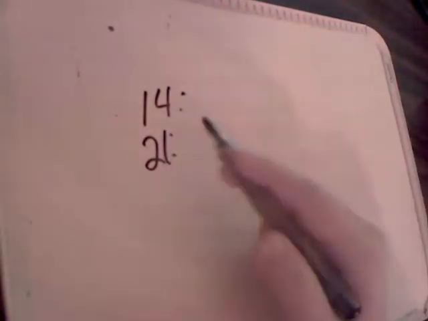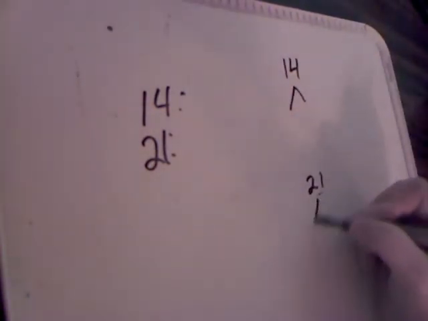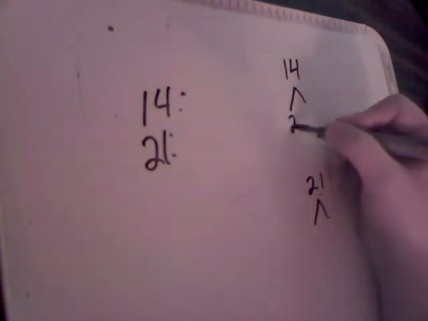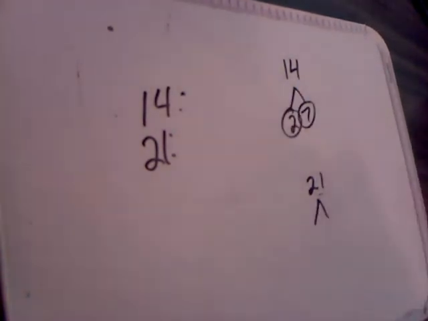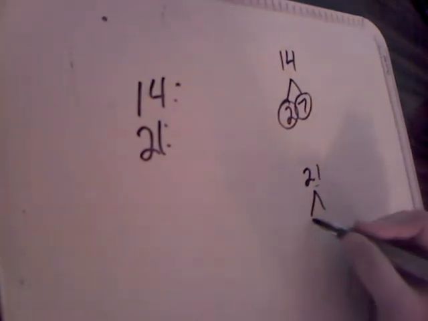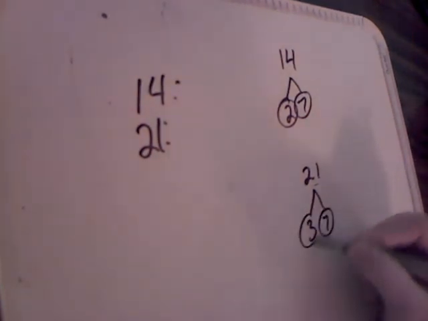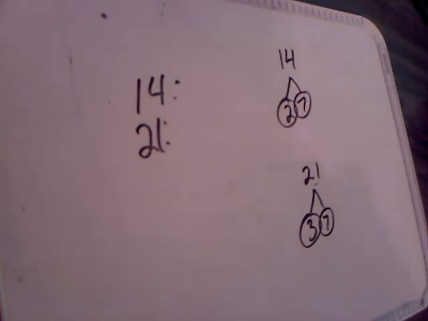So if we have the number 14 and 21, we're going to break 14 down using a factor tree, and we're going to break 21 down using a factor tree. So to break 14 down, you have 2 times 7. Those are both prime, so you circle them. To break 21 down, you get 3 times 7. Those are also both prime, so you circle those.